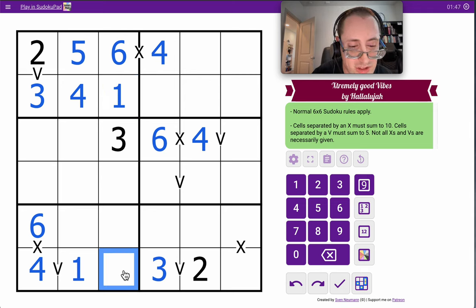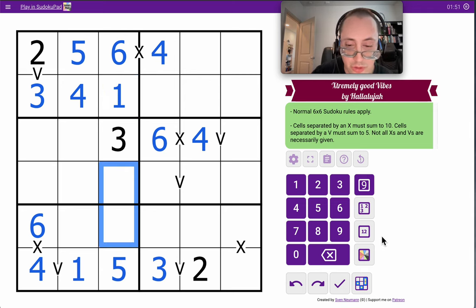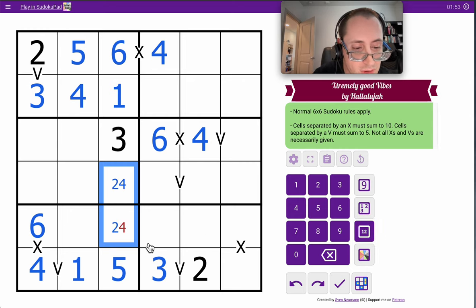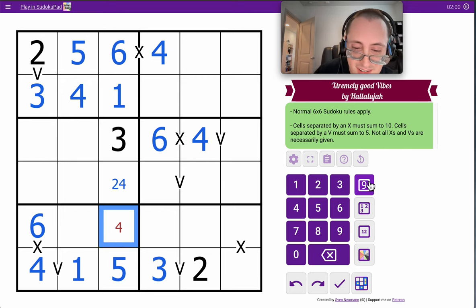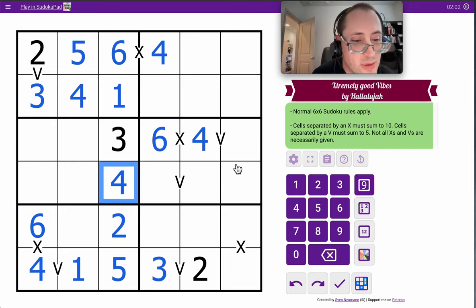This cell sees 2 and 4, so it can only be 5, and those two are a 2-4 pair. This one already has a 4 in its region, so must be 2, and column 3 is done.